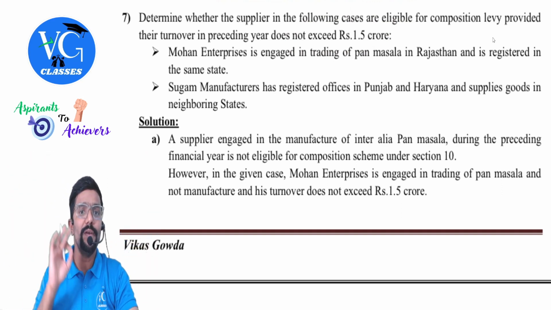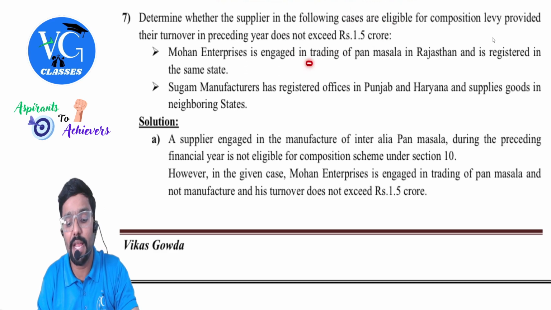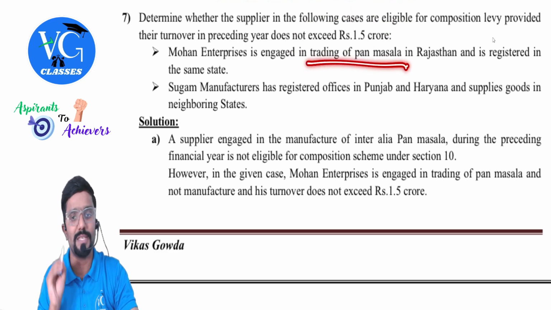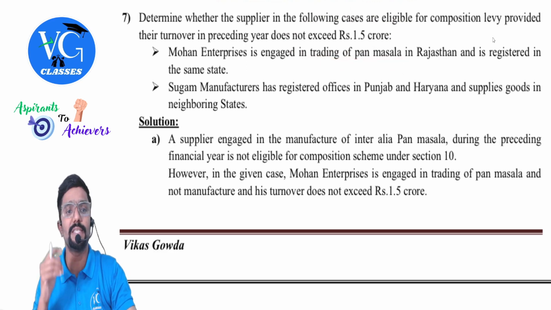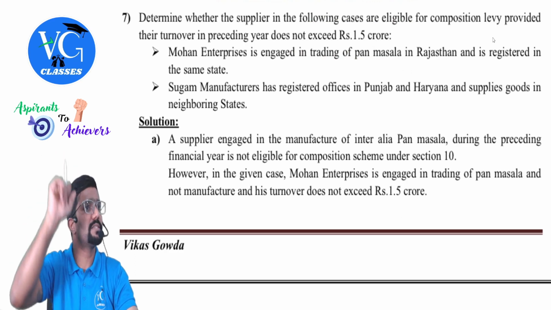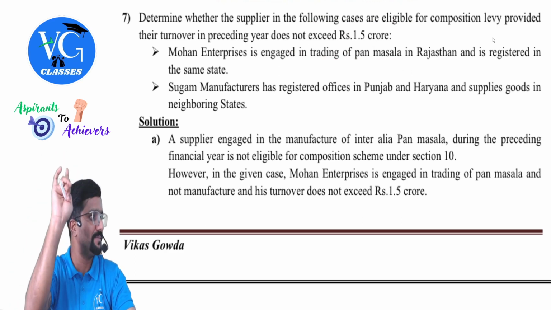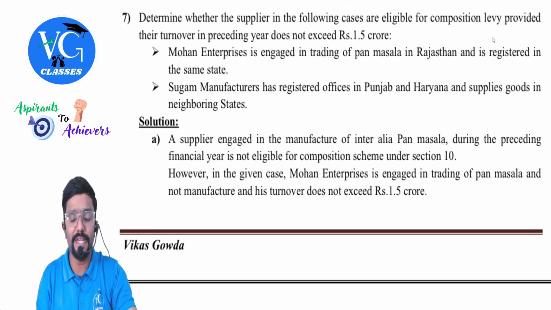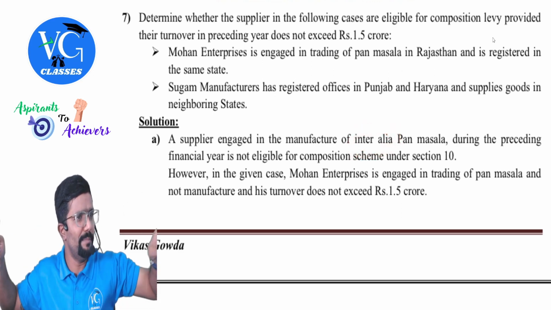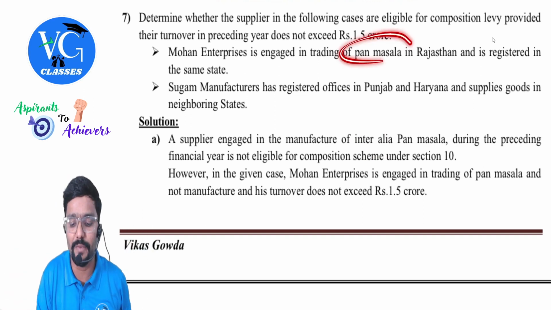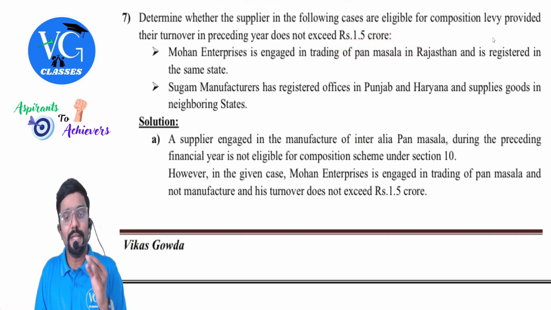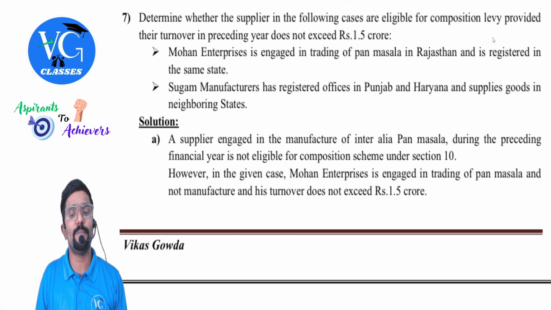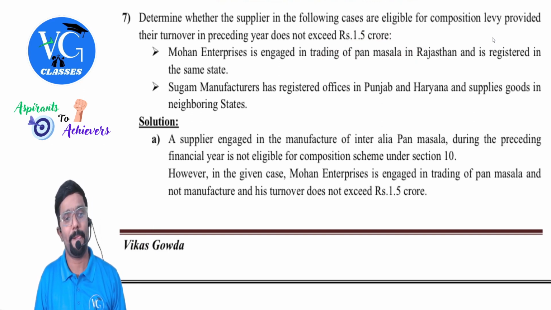First one. Moon Enterprises is engaged in trading of pan masala in Rajasthan and is registered in the same state. Can they do it? Yes. Trading is allowed, not manufacturing. A supplier engaged in the manufacture of, inter alia, pan masala during the preceding financial year is not eligible for composition scheme under section 10. There are a number of points, but we are focusing only on what is given here, pan masala.